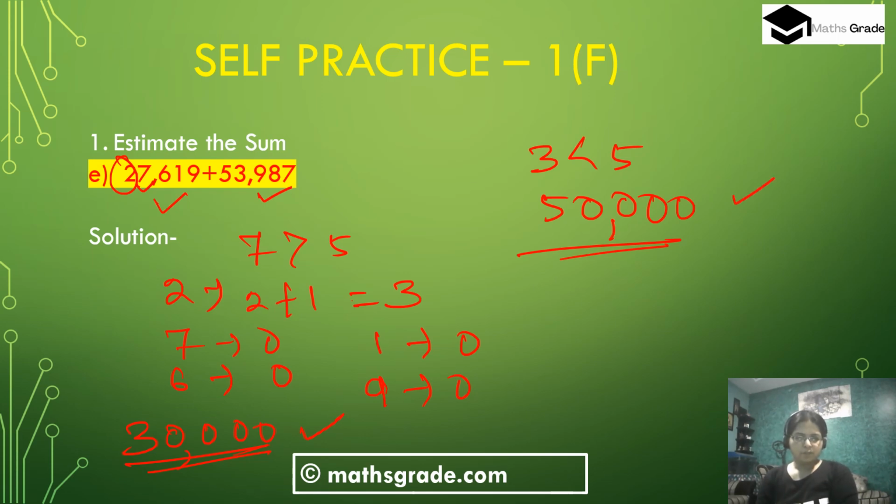Now add these numbers: 30,000 plus 50,000 is 80,000. And 80,000 is the answer. So estimating the sum 27,619 plus 53,987 is 80,000, and 80,000 is the answer.